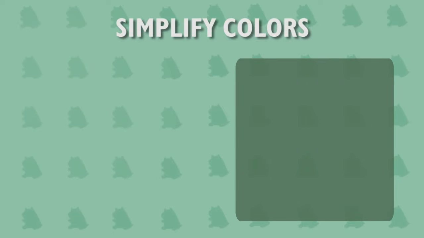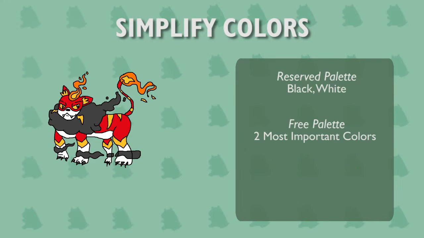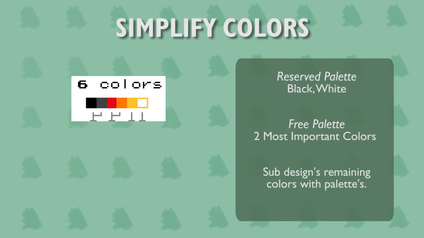Since most Pokemon have more than 2 colors, you'll likely have to simplify it by doing the following. Let's take a look at this example. Looking at your subject, choose the 2 most prominent colors aside from black and white. You should have now picked a 4-color palette. Any color from your design not selected should be substituted with your selected colors.